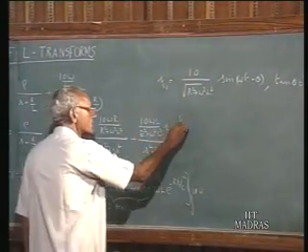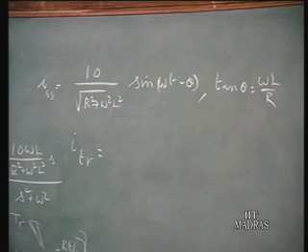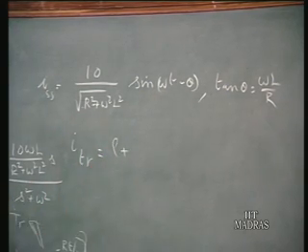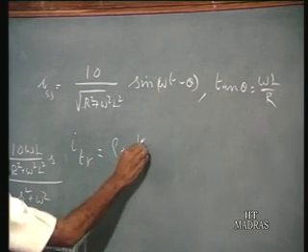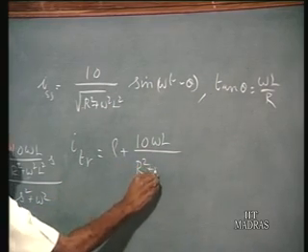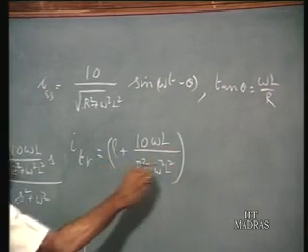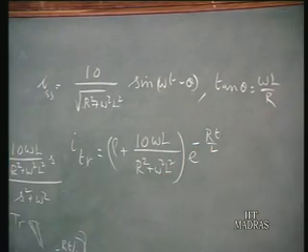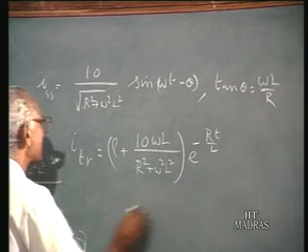The transient part of the solution equals rho plus 10 omega L over R squared plus omega squared L squared, times e to the power of minus Rt over L. That is the transient part of the solution: rho e to the power of minus Rt by L plus 10 by R squared plus omega squared L squared times omega L e to the power of minus Rt by L. This is the transient solution.